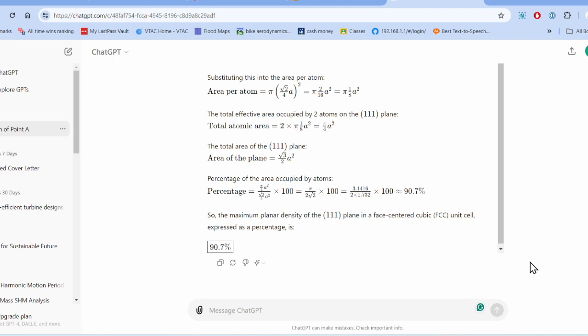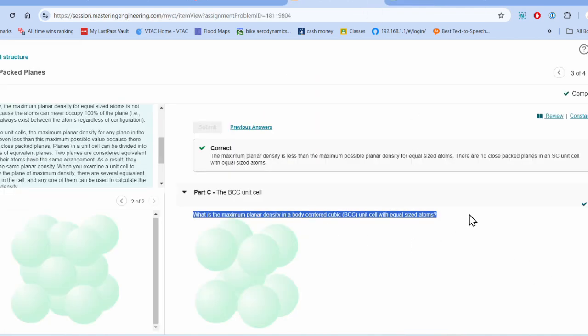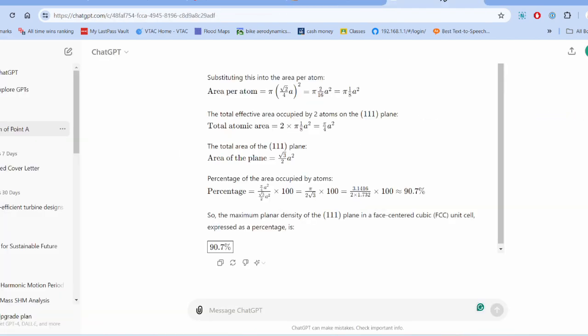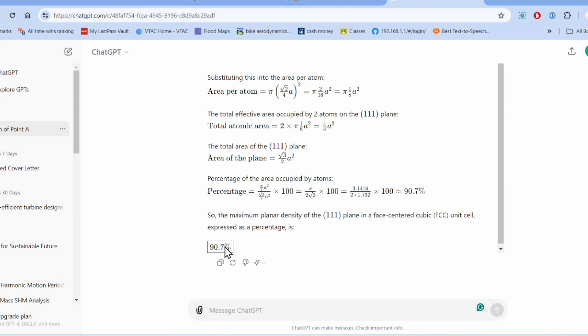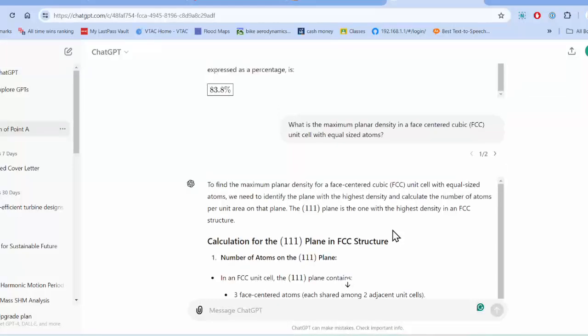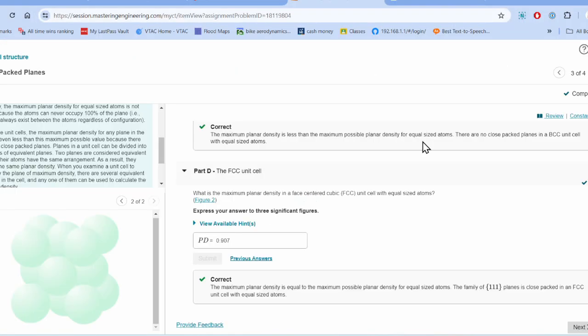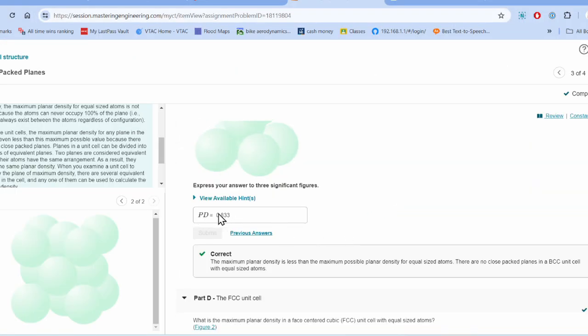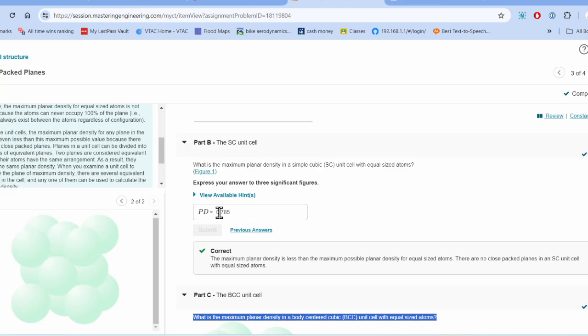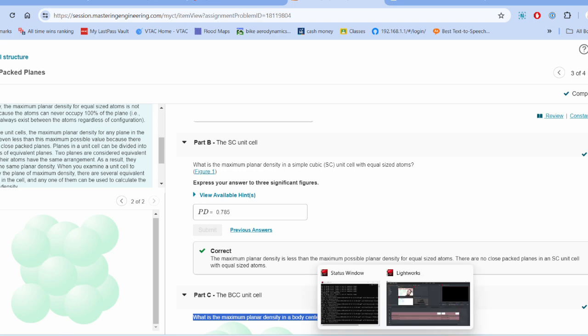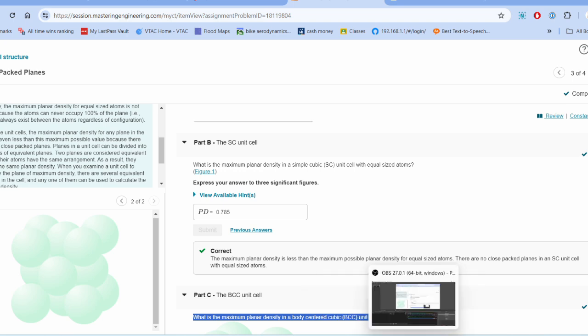Another gem I found is if you just copy and paste all these questions into ChatGPT, it can give you the answer. So it gave 90.7% for this question. It gave me 83.8% for this question, and it also gave me 78.5% for the first question. So yeah, ChatGPT can do this as well.